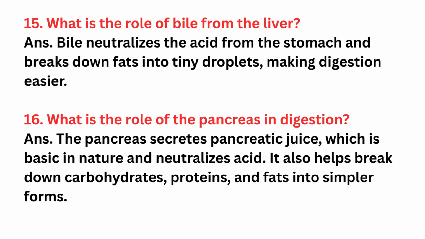Question number 16. What is the role of pancreas in digestion? Answer. The pancreas secretes pancreatic juice, which is basic in nature and neutralizes acid. It also helps break down carbohydrates, proteins, and fats into simpler forms.